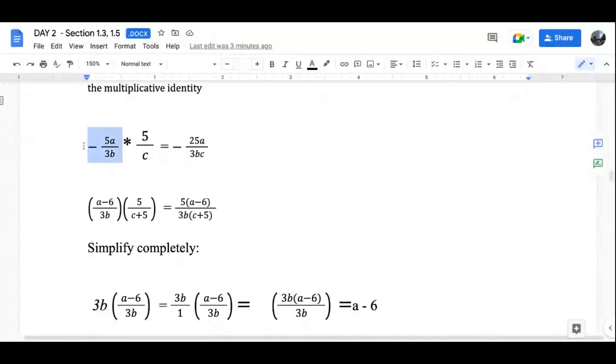Well, let's see this one. We have negative 5a over 3b multiplied by 5 over c. When negative times positive, we just get negative. Numerator times numerator, 5a times 5, which is 25a. Denominator will have 3b times c. Well, that's just 3bc, right?